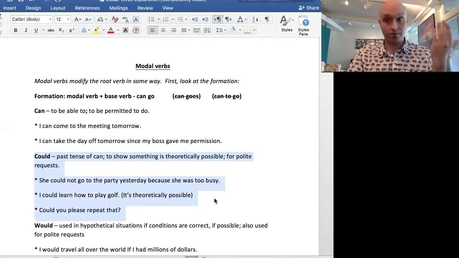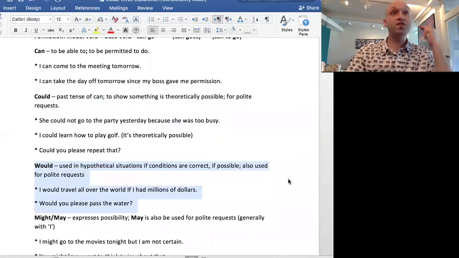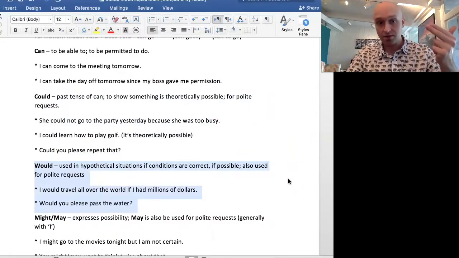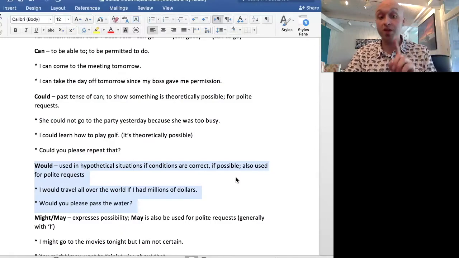Que não entendeu. Depois temos would. E would é tipo condicional. Isso é tipo, se eu tivesse, eu faria, tá? Então, para situações hipotéticas, se as condições são certinhas, tá? Se é possível. E também para um polite request.